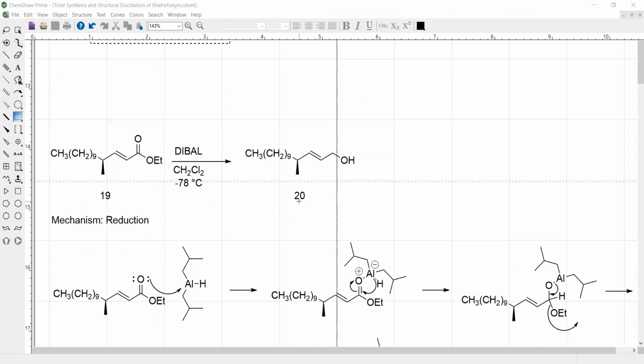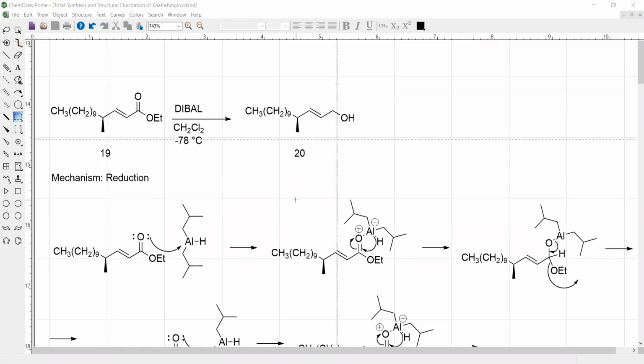Next, in this reaction sequence, we are going to reduce our ester from compound 19 to compound 20. They use DIBAL, diisobutyl aluminum hydride. Now, this is commonly encountered in organic chemistry as a reducing reagent which only reduces one step.